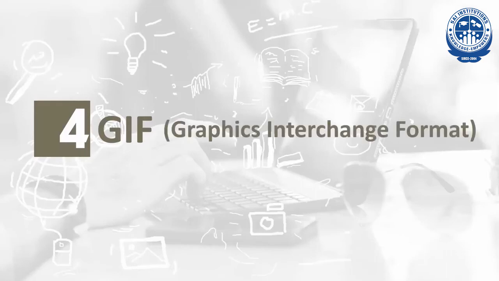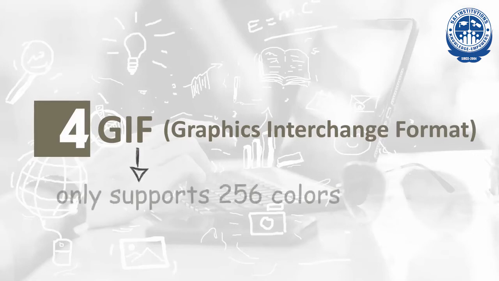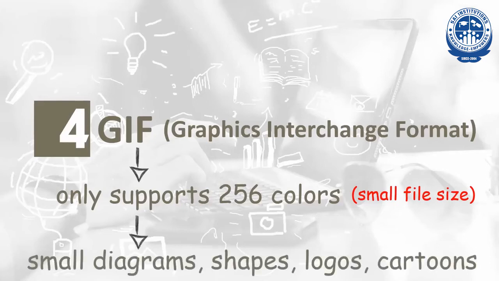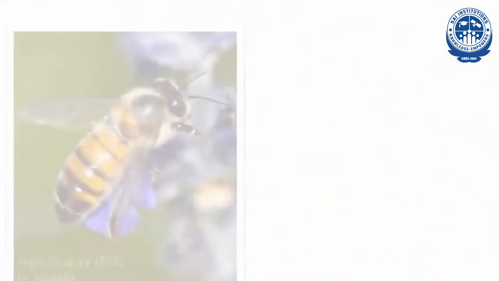GIF stands for Graphic Interchange Format and is pronounced "gif" by some and "jif" by others. This image format only supports 256 colors, which makes the file size of GIF images relatively small compared to JPEGs. This format is most suitable for small graphics with few colors, such as simple diagrams, shapes, logos, and cartoon-style images, but not for photos taken with a digital camera.